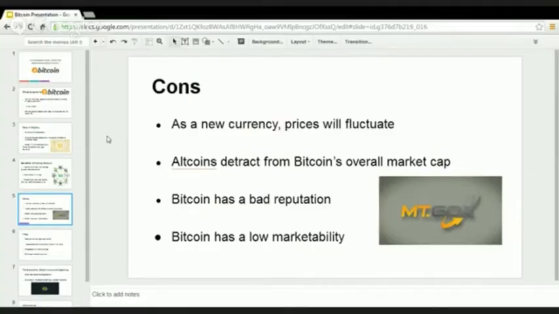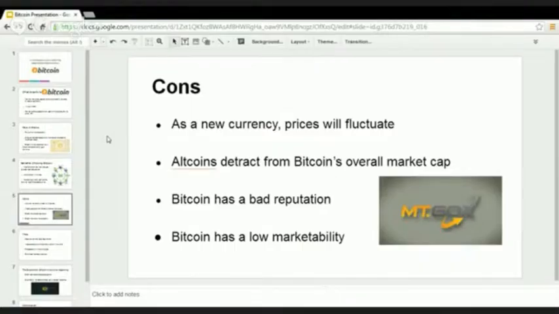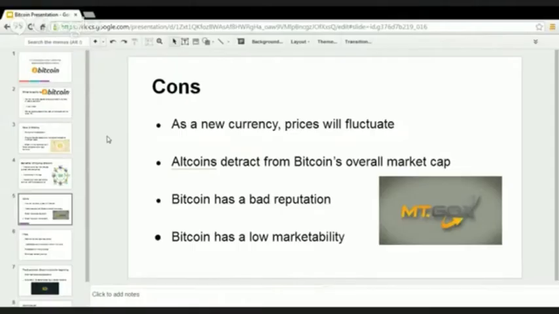Okay, so for the cons, we're going to start off with this: because it is just a new currency, the prices will fluctuate, it'll go up and down, and as it gets more marketing, the currency will start to even out. The altcoins detract from Bitcoin's overall market cap, and Bitcoin has also developed a bad reputation. When Bitcoin first started, it was used for the black markets to buy black market products. But now Bitcoin has launched itself to a bigger and better source, not just for the black market, but it's also being accepted by different companies and bigger companies.